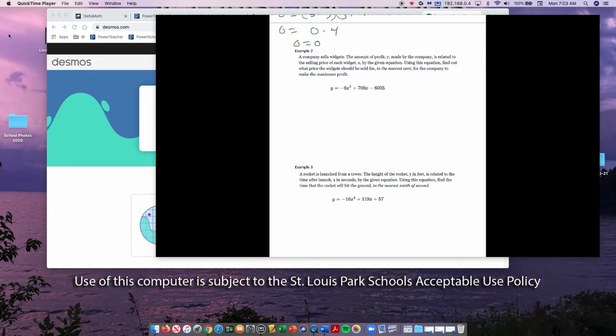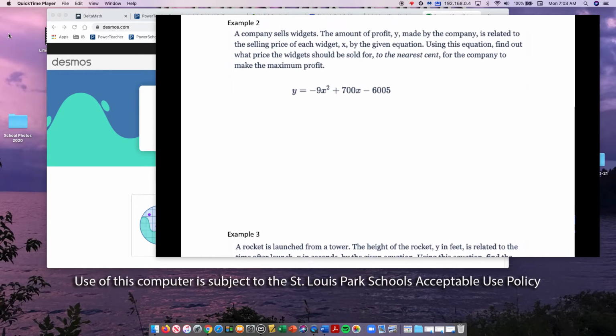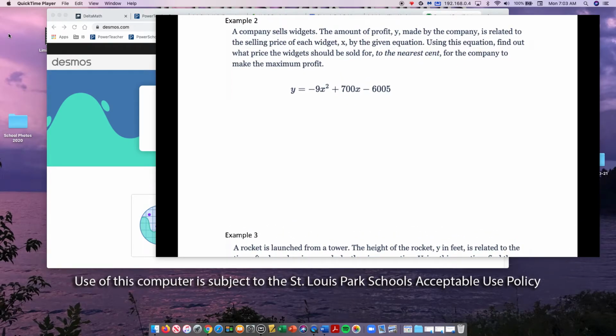You're also going to have to do some word problems, and we're going to use the Desmos graphing calculator for these word problems. So in this problem, a company sells widgets, whatever the widgets are. The amount of profit, y, so y is the profit, made by the company is related to the selling price for each widget. So x is the selling price. It's given by the equation.